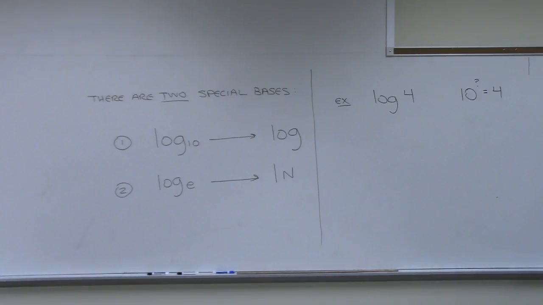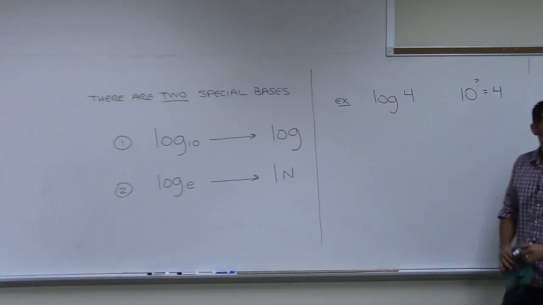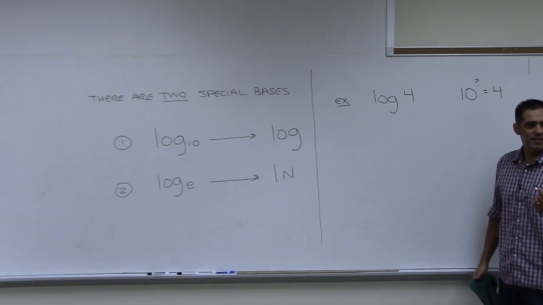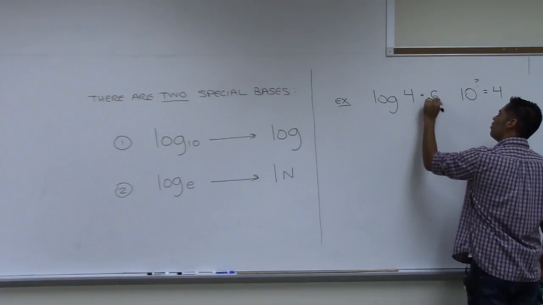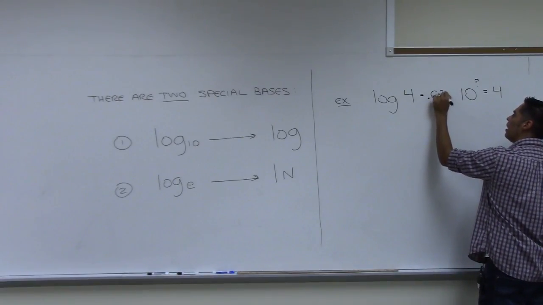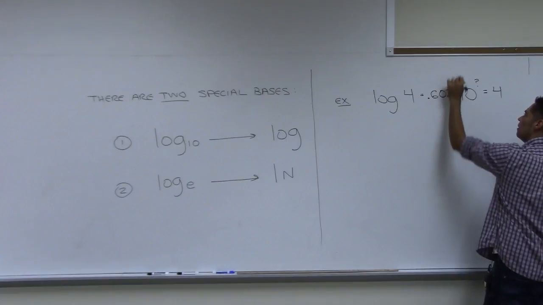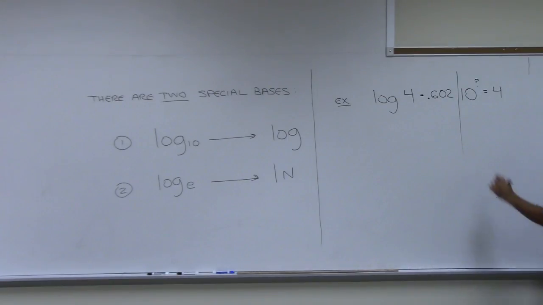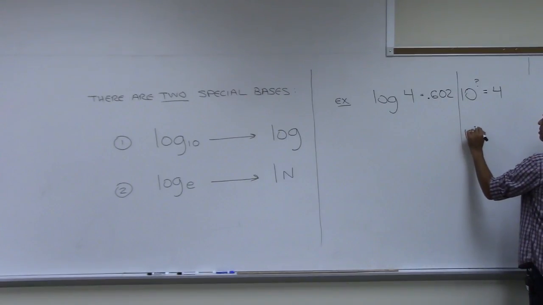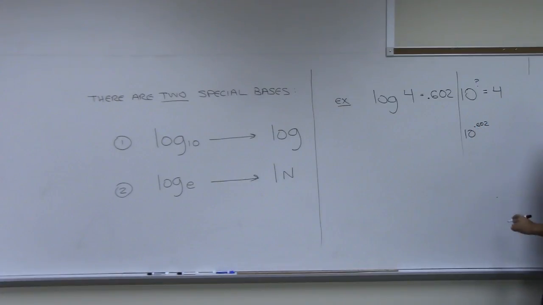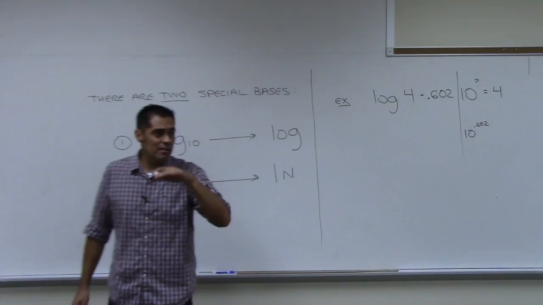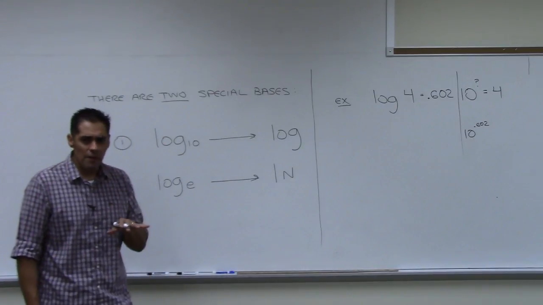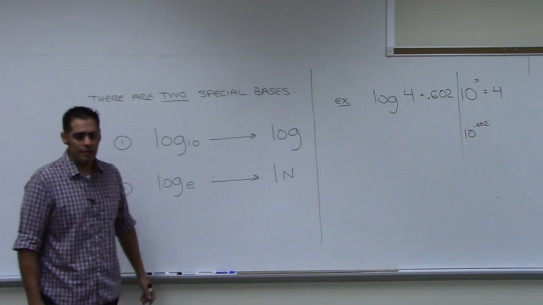Well, I don't know, but your calculator will. What is it? What do you get? 0.6 something? Everyone get 0.6 something? So the answer to this is 0.602, whatever. All right. So that means if you take 10 and you raise it to the 0.602, try that. Try 10 raised to the 0.602. You should get a number really close to 4. It might be off a little bit because we're going to have some rounding error here.